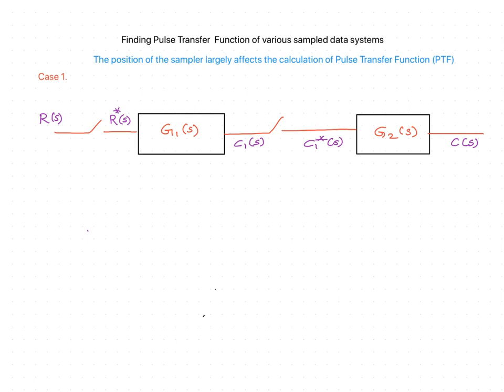This session is for finding the pulse transfer function of various sampled data systems. The calculation of pulse transfer function is largely affected by the position of the samplers. Here we discuss 6 different cases.